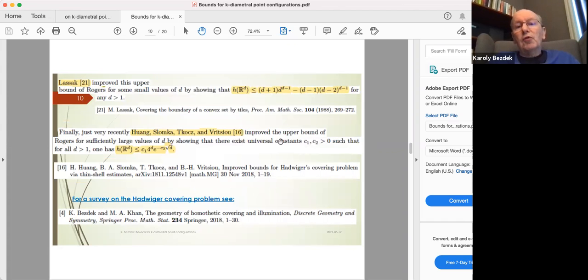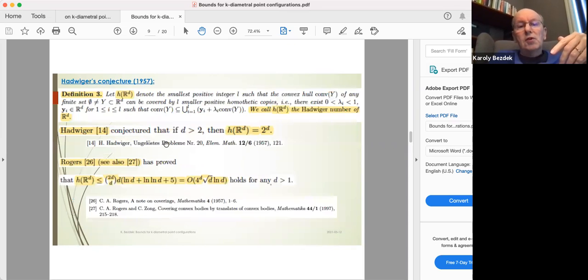As in the case of the Borsuk conjecture, there are further upper bounds. Lassak proved an upper bound which improves Rogers' upper bound in some small dimensions. And just very recently, these four people here improved Rogers' upper bound for very large d. And this is their upper bound. C1 and C2 here are absolute constants. They are not dependent on d. So this improves Rogers' upper bound when d is very large.